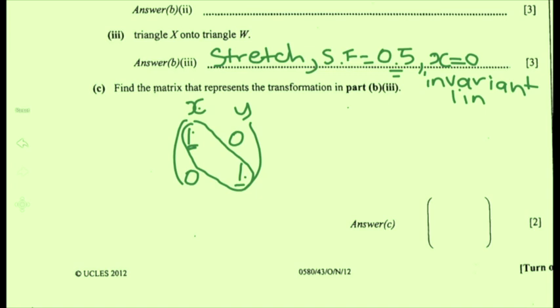So your matrix, therefore, will be 0.5 there. Down here, you'll have the 0. And here, you'll have the 0. There, you'll have 1. So only that 1 is replaced by the factor of 0.5. And this column, 0, 1, is not changed because the invariant line is the y-axis.